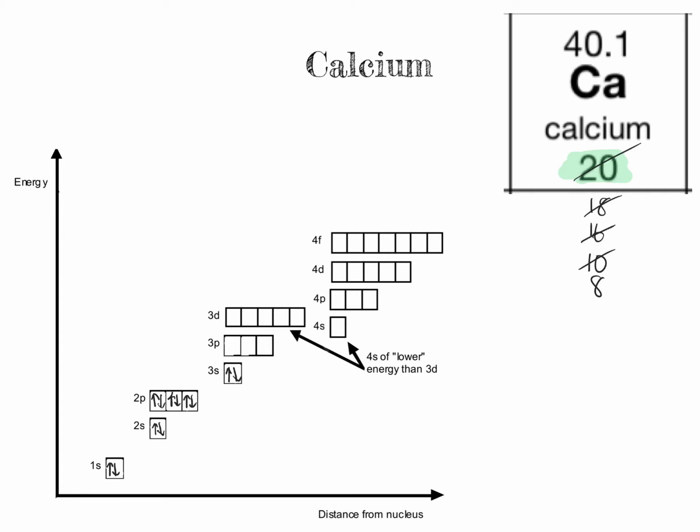Then the 3p, according to Hund's rule, place them separately first. So we've put 3 in there, we've still got 5 left, so we can still pair them up. Pair them up, and we're down to 2.